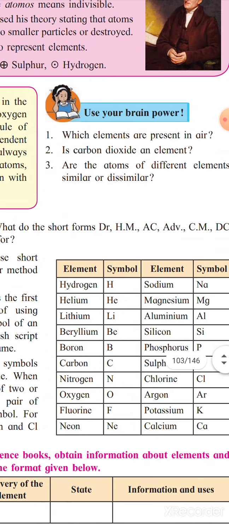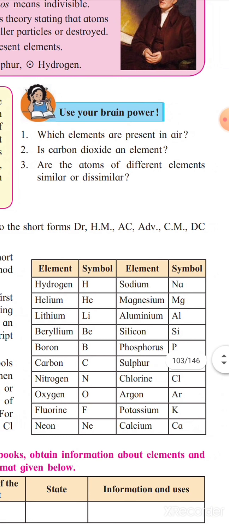Now, which elements are present in the air? Nearly all of the Earth's atmosphere is made up of gases: nitrogen, oxygen, argon, neon, helium, krypton, xenon. These are all the various types of elements present in the air. Is carbon dioxide an element? No, carbon dioxide is a compound.